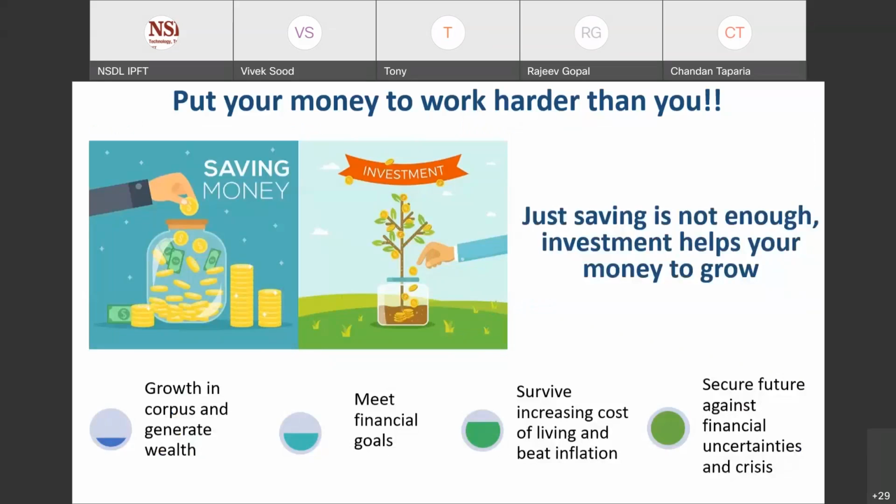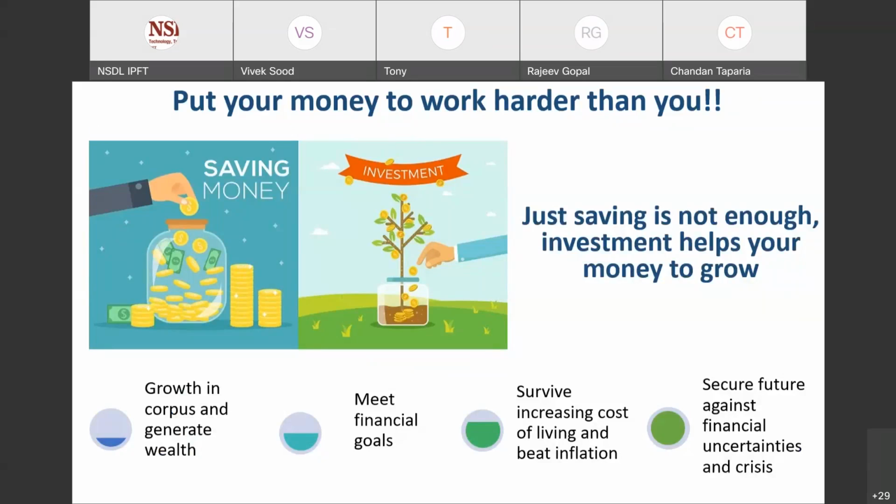So put your money to work harder than you. That is all about investment. Saving is not enough. Investment helps your money to grow. It grows your corpus and generates wealth, meets your financial goals, helps you survive the increasing cost of living and beat inflation, and secures your future against any kind of financial uncertainty and crisis.